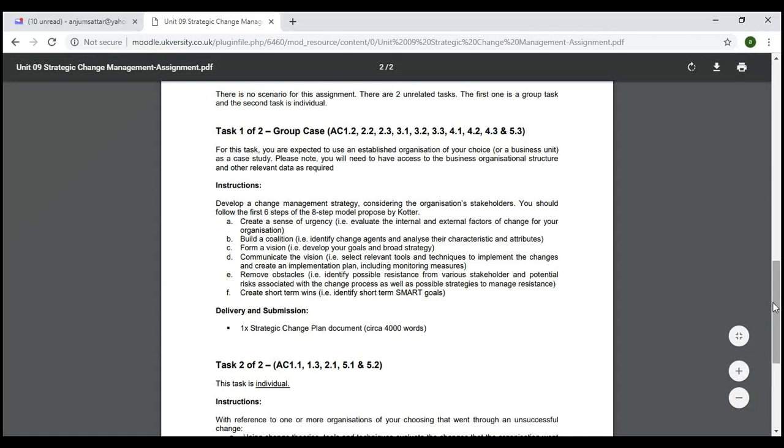is it 4,000 words? Okay, so it's 4,000 words. It's quite a lot in word count, huh?